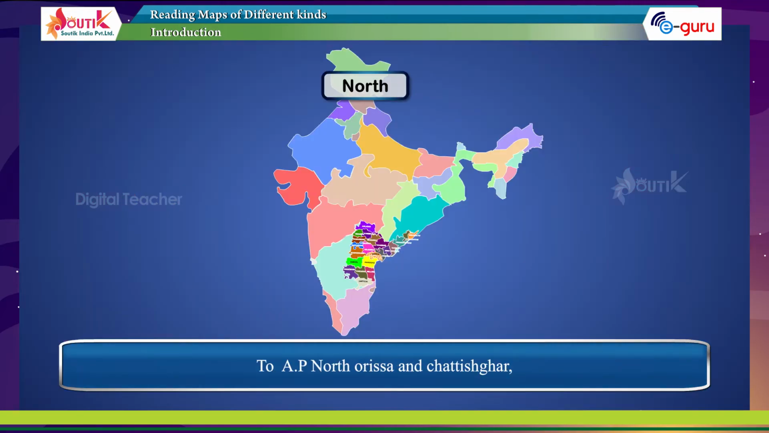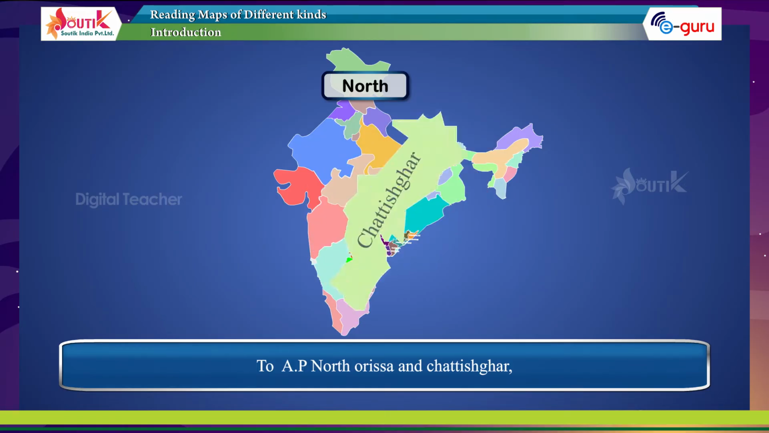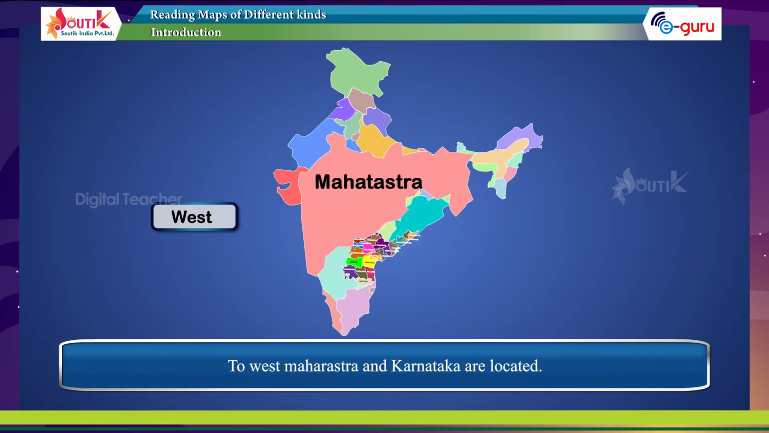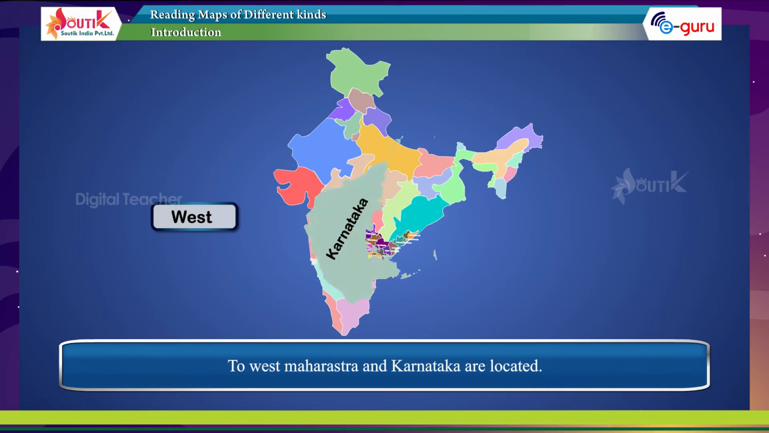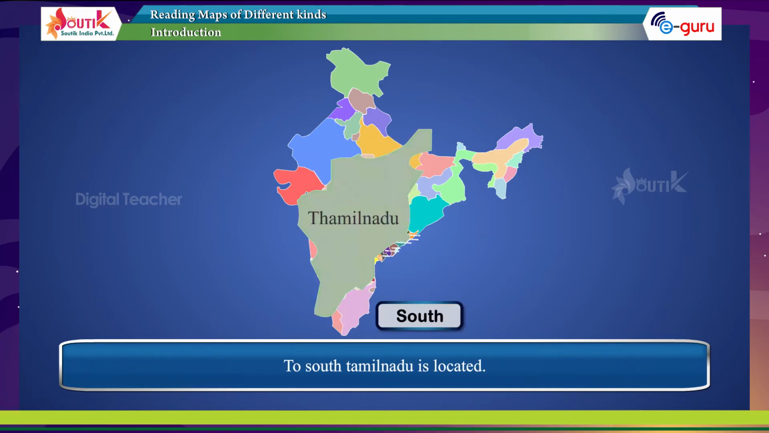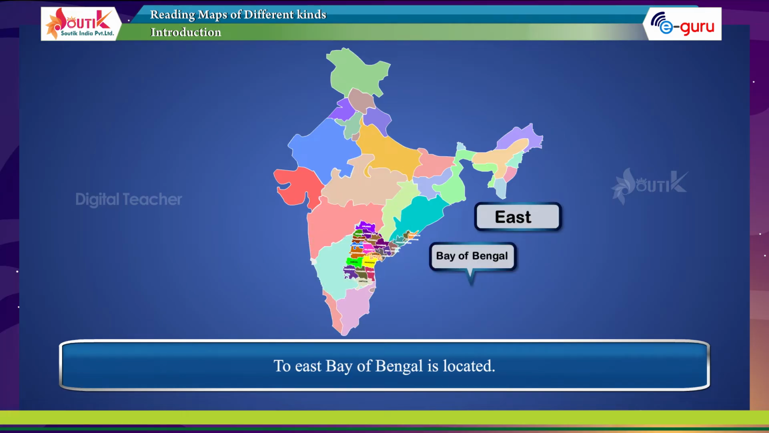To the north of AP are Odisha and Chhattisgarh. To the west, Maharashtra and Karnataka are located. To the south, Tamil Nadu is located. To the east, the Bay of Bengal is located.